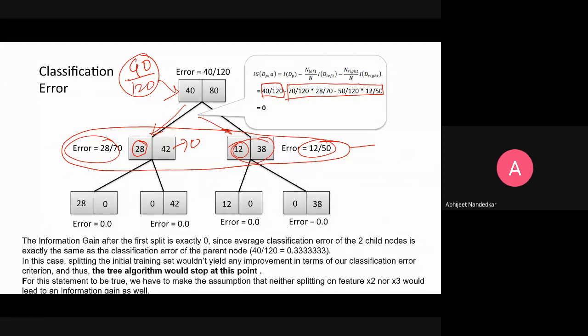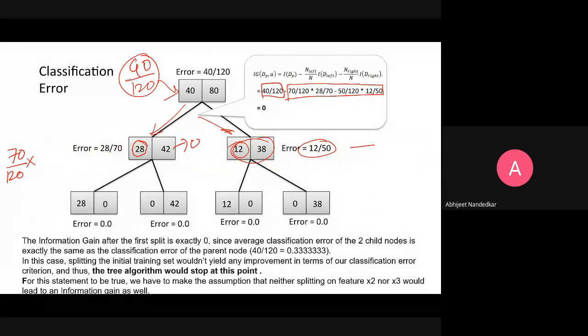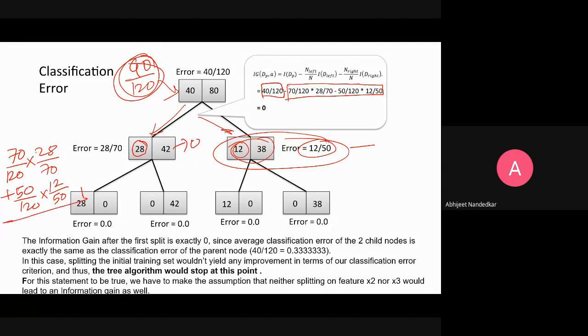What does it mean? You have 70 samples out of 120 here, multiplied by this error, that is 28 by 70, plus. Now go to this side. How many samples are there? There are 50 samples out of 120, that is the parent count. And what is the error? It is 12 by 50. So what you compute is the weighted average misclassification error.